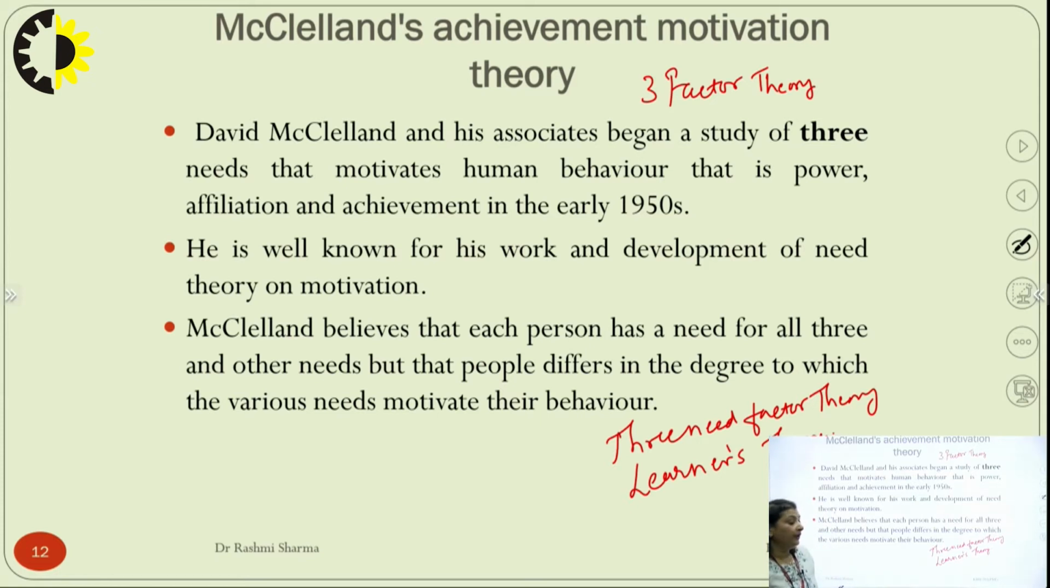In this theory, as the name suggests, we have three factors in each and every human being. Each human being has all these three factors, but the proportion differs. The more the proportion of a specific need, the more the person is recognized as that type of person. It believes that each person needs all three, and other needs are also required. But depending on the behavior and motivation of these three basic needs, the person becomes that type. So this was given by McClelland.